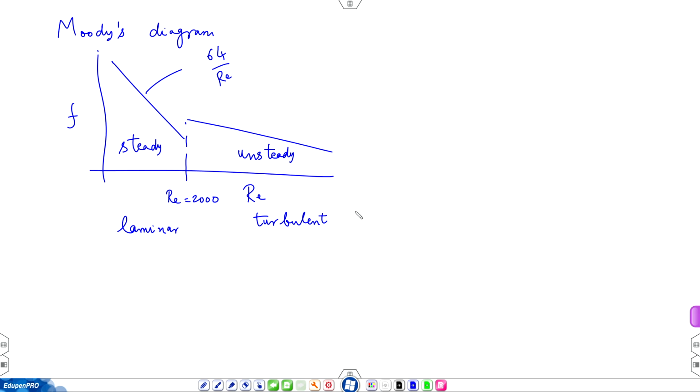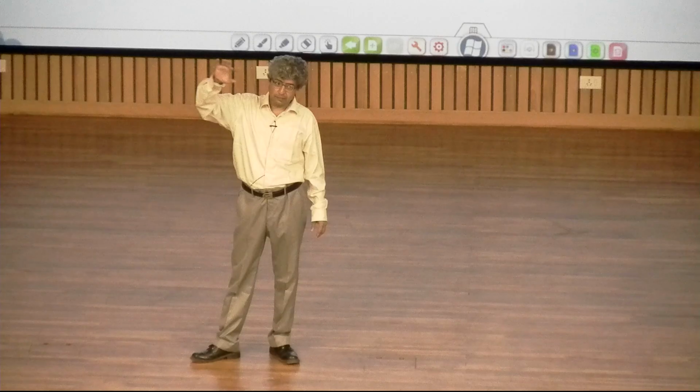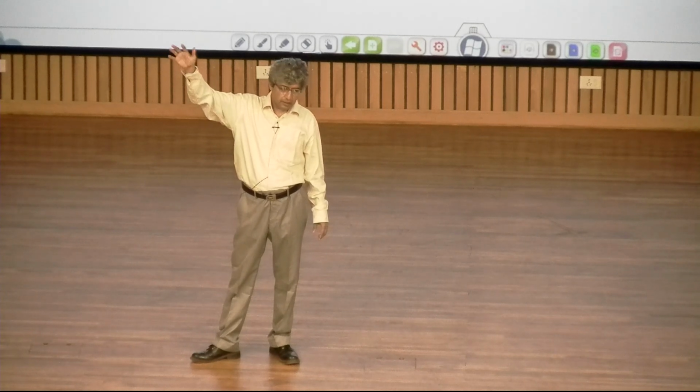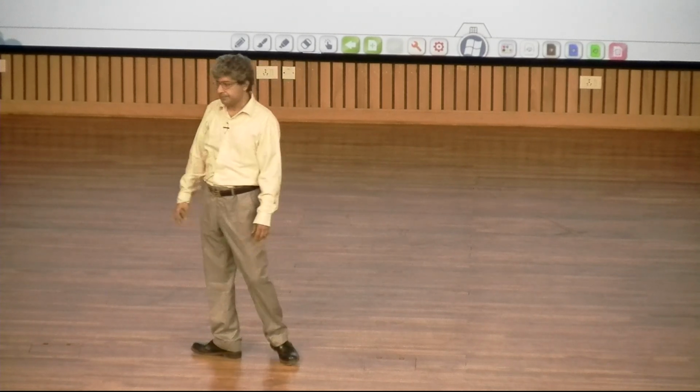Usually for unsteady problems, we start from what is called quiescent, that means stationary conditions. Fluid is stationary and suddenly you apply a disturbance and the flow starts to evolve and may reach a steady state. Now, we have seen in Moody's diagram, if RE is more than 2000, it will never reach a steady state, it will remain oscillatory.